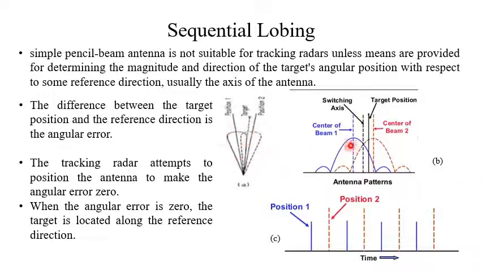So this is the objective. If we plot this in polar coordinates, this is the direction of the switching axis. It is not drawn, but this one is the switching axis. This angular distance is the angular error.